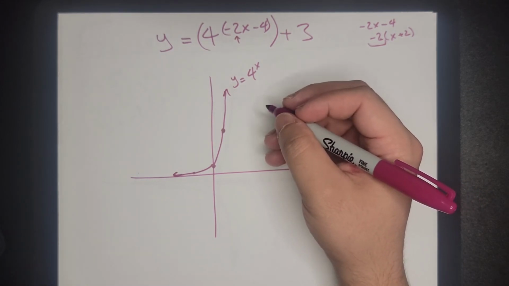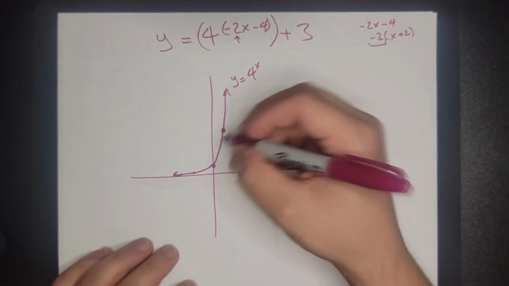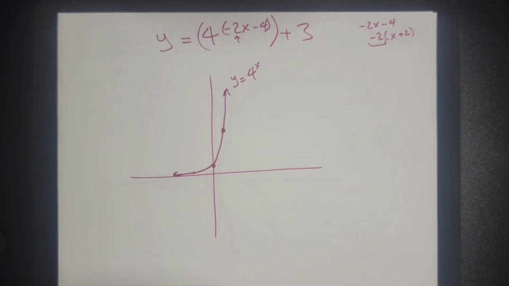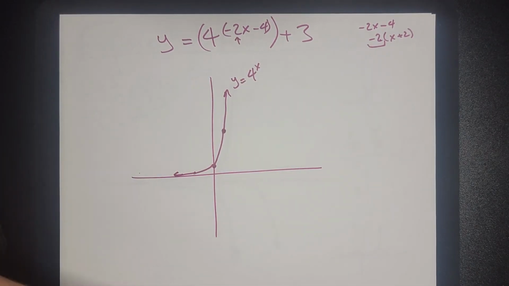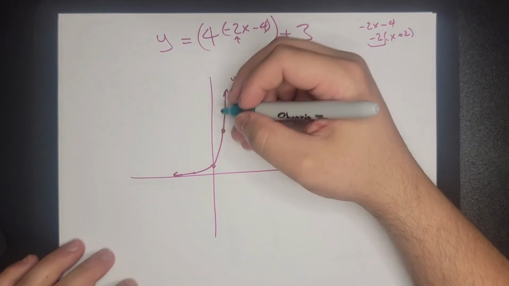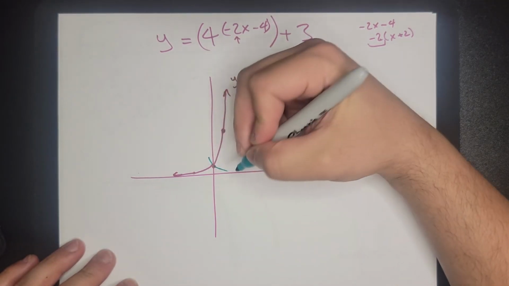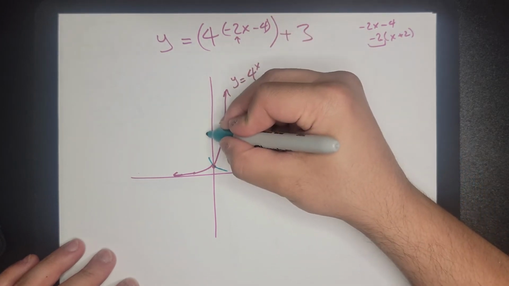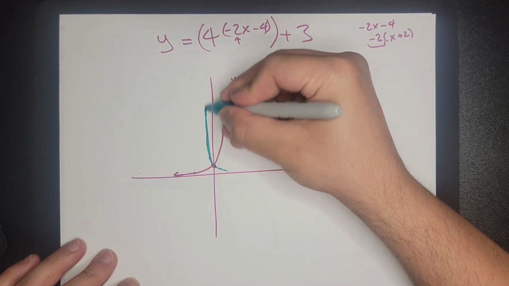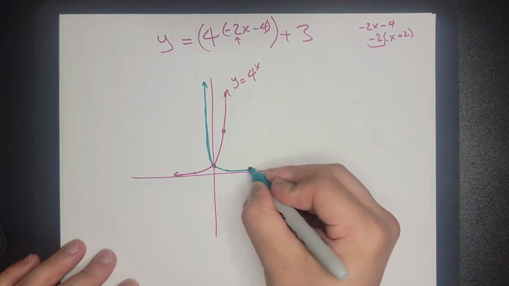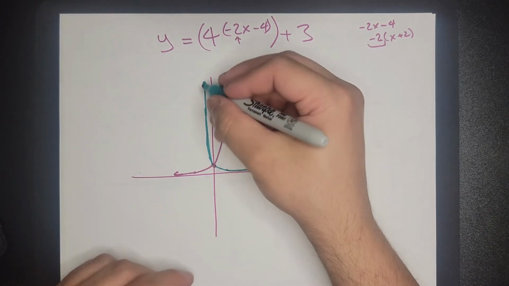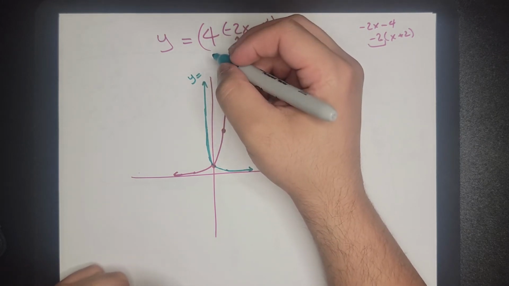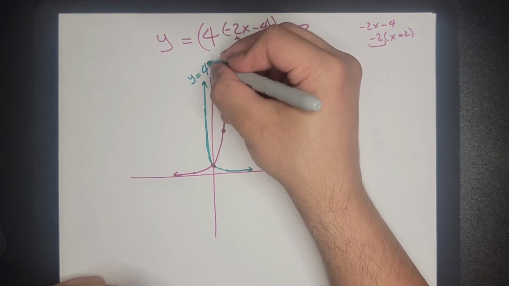Now our graph is going to flip onto, let me use a different color, like that. So you can see that this one is closer to the line than that, because that is equal to y equals 4 to the negative 2x.